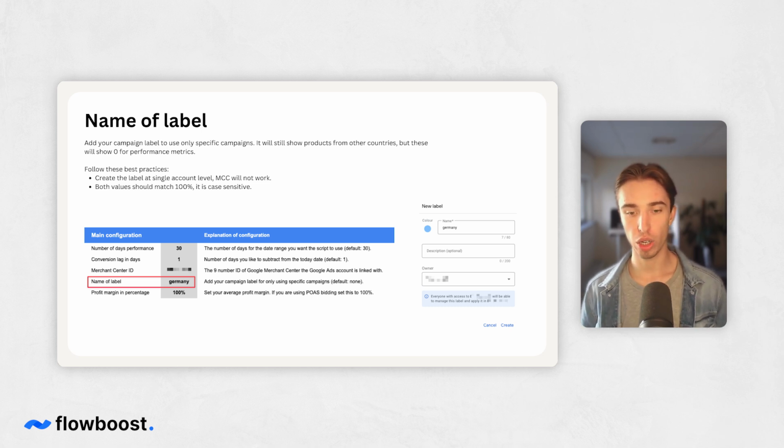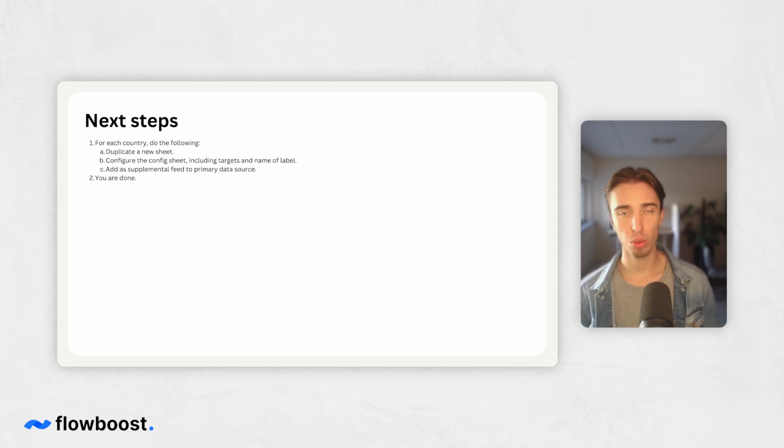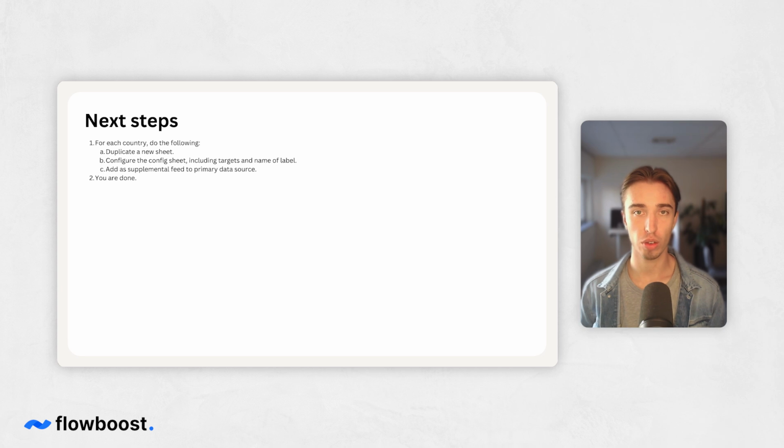You can do this for every country, and what you need to do is follow the same structure for Germany and then duplicate a new sheet, configure the new sheet and create also a new script in the script environment. So you have like one for Germany, one for the Netherlands, one for France. You configure those with all of your name of labels, so France, Germany, Netherlands, and then you also apply the campaign labels to the campaign.